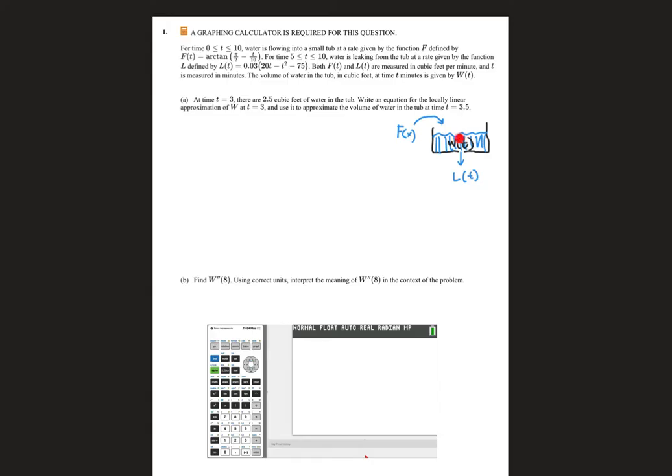But this volume of water in this tub might be increasing or decreasing depending on if water's flowing in or leaking out faster. Right, so whenever f is less than L, the water in this tub will be decreasing, the total volume will be decreasing. And then whenever f is bigger than L, the total water in here will be increasing. So, all right, that's just kind of an overview of what's happening in this problem.